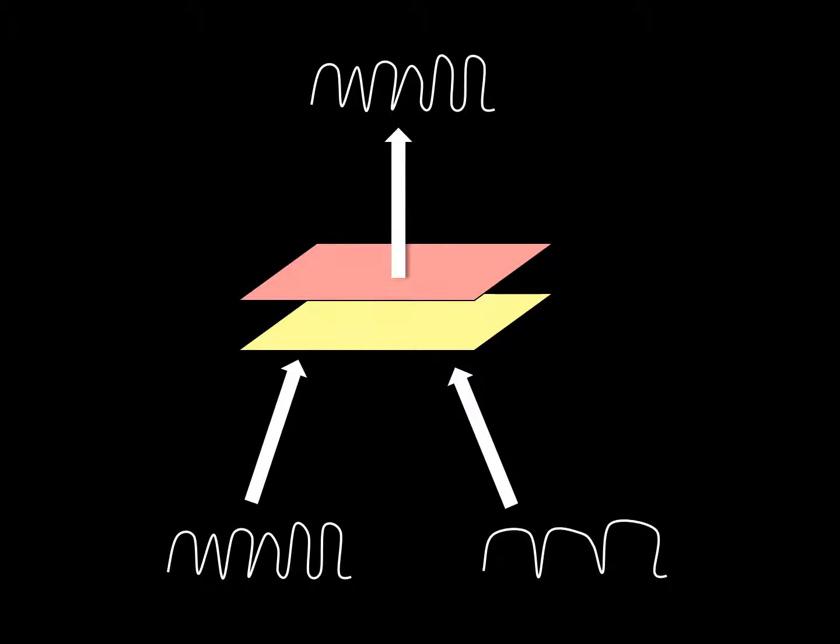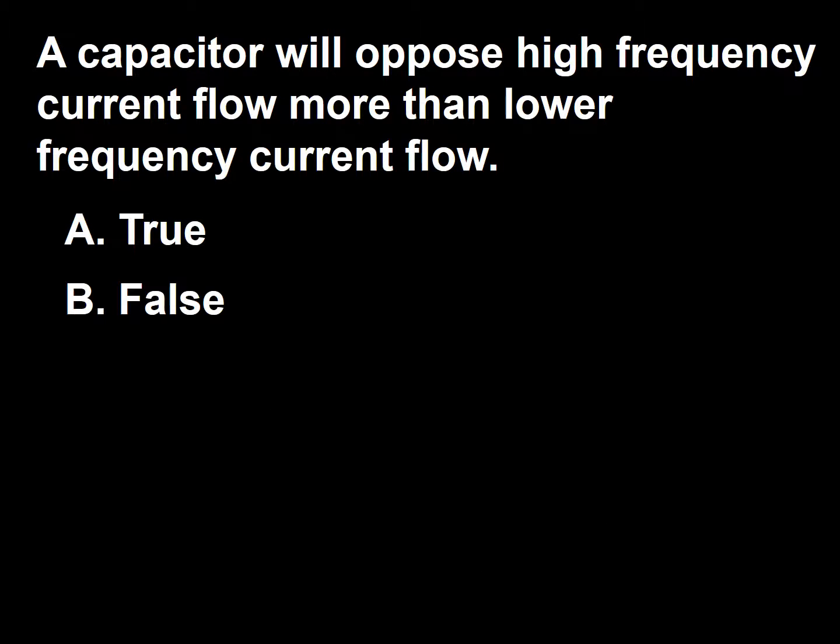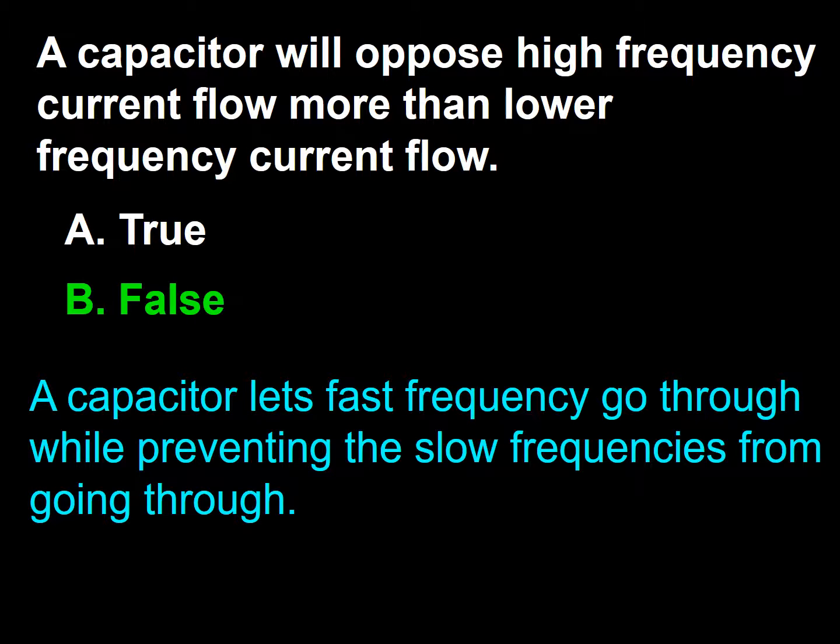If we extrapolate this to one capacitor, the given capacitor will allow the fast activity to go through and not the slow activity to go through. This is the basis for EEG filtering. So the answer to this question is false. A capacitor lets fast frequency go through while preventing the low frequencies from going through.